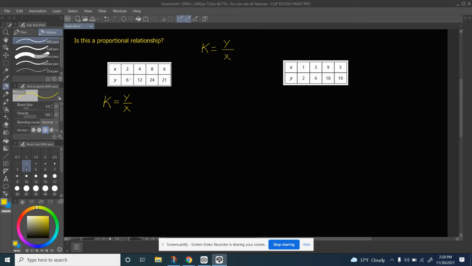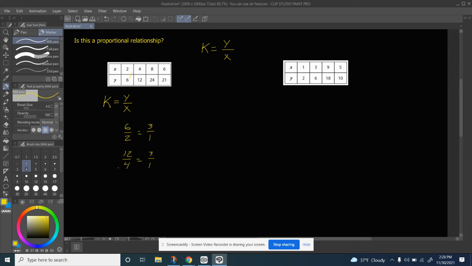So the first one I look at here is 6 to 2. So I'm just going to write this as 6 over 2. And that would simplify to 3 over 1. Now we could just divide and say it's equal to 3, but I want to keep the ratio consistent. Then we're going to move on. We have 12 over 4, which will also simplify to 3 over 1. So far, so good. Right now, we see that we do have a constant of proportionality.